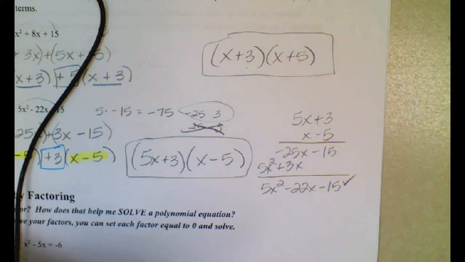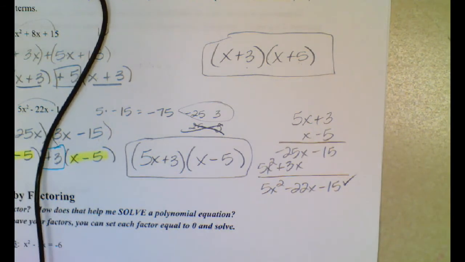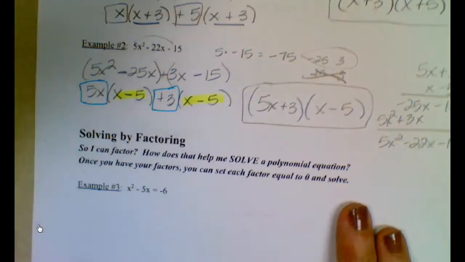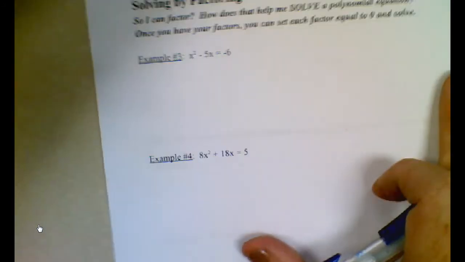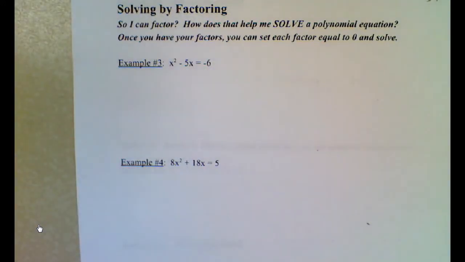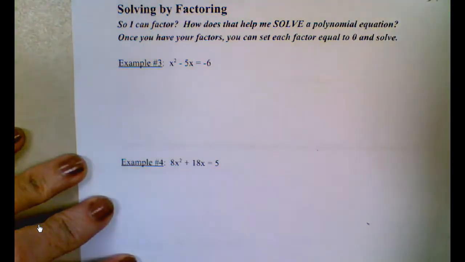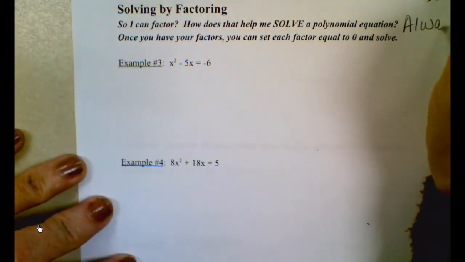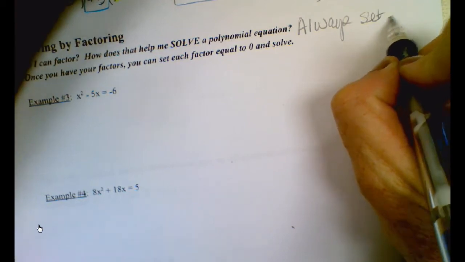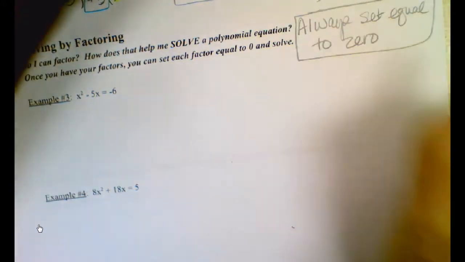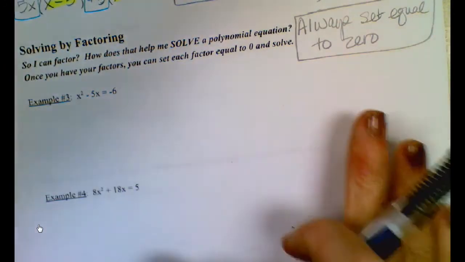So now we've done all this factoring, and for what? What are we using it for? Well, the real reason you're using it is so you can solve that equation. If you've got a polynomial equation, they're a little bit more complicated than just a regular linear equation, aren't they? So once you have your factors, whenever you are solving a polynomial equation, you always want to set that equation equal to 0. Always, always, always. So if it's not set equal to 0, then you need to do that first.